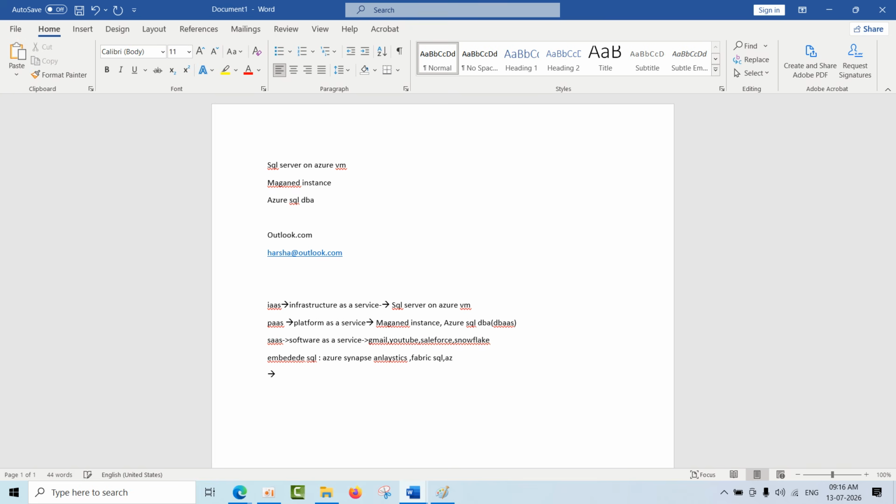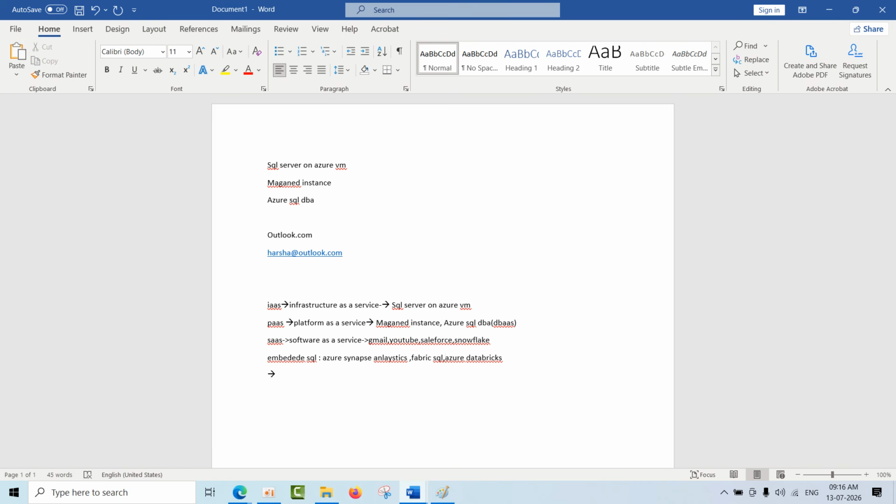Okay, and Azure Databricks. Azure Databricks is also one. We have one more SQL. This is Microsoft ANSI only. So all these SQL Servers are embedded.